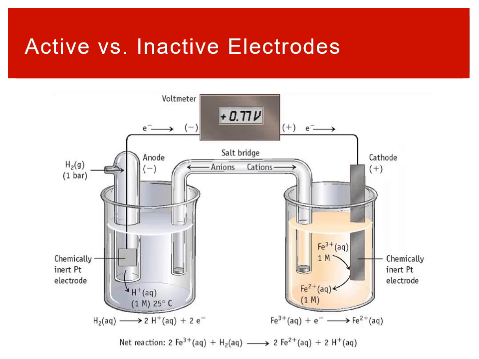Reactions where you're looking at, say, iron 3+ becoming iron 2+, none of those is a metal, right? They're cations, so they don't work. So you would use your inert or inactive electrode. Platinum is a good choice.